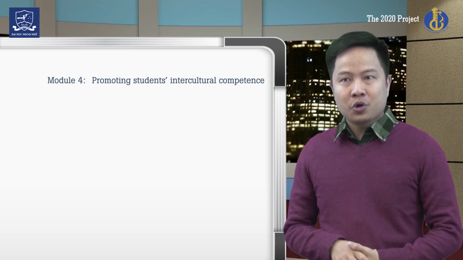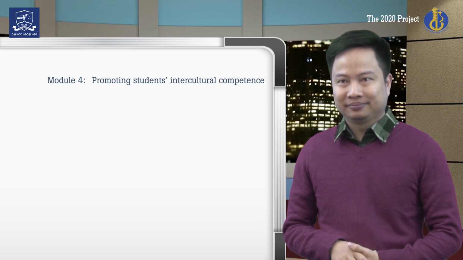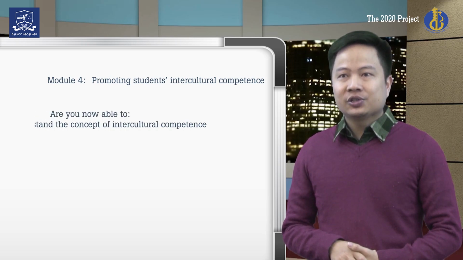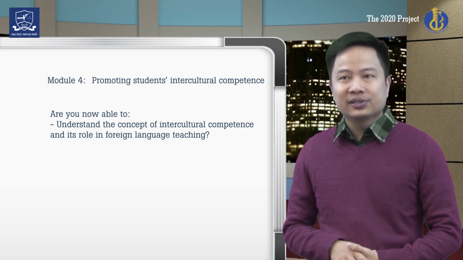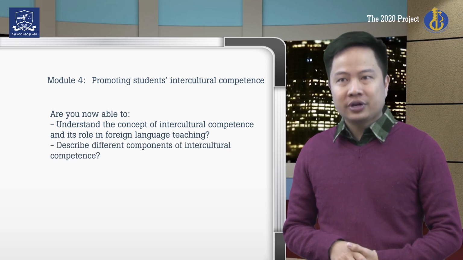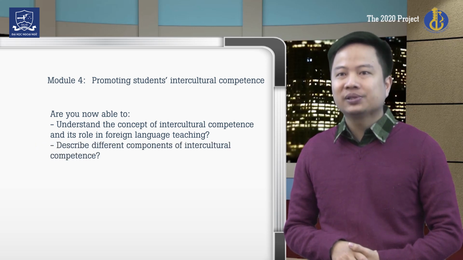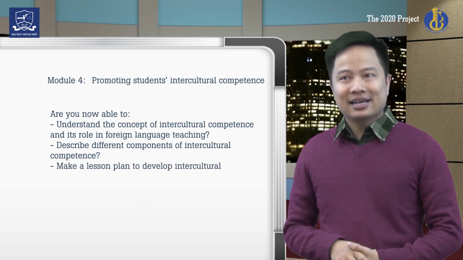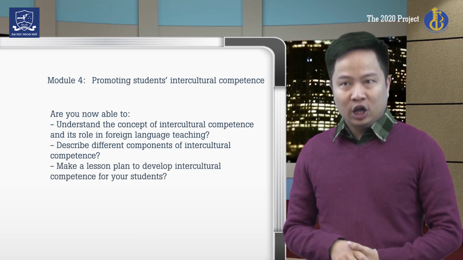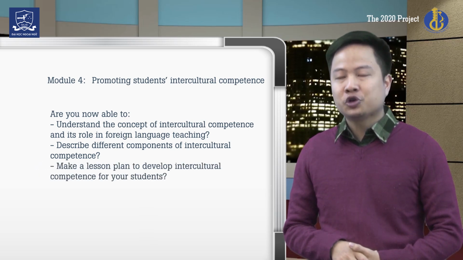What about the following goals in module number 4? Understanding the concept of intercultural competence and its role in foreign language teaching. Describing different components of intercultural competence. Making a lesson plan to develop intercultural competence for your students.